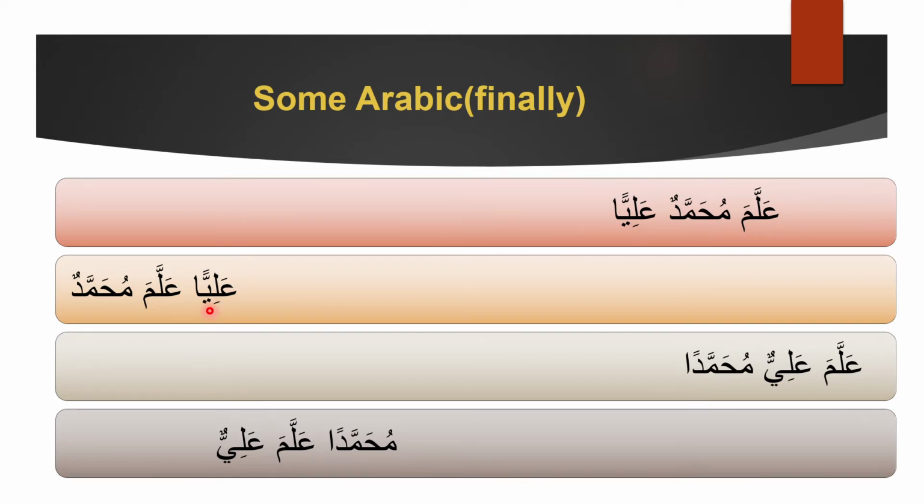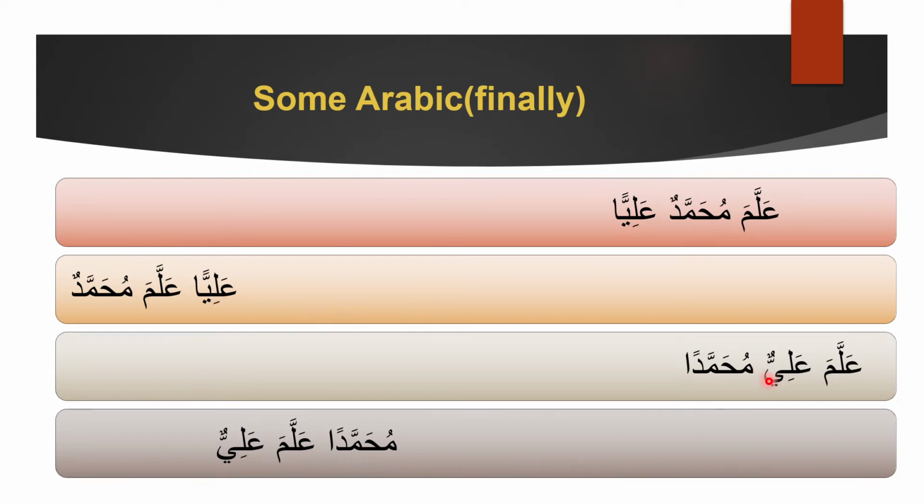Let's look at the second sentence. Okay, straight off the bat we notice Ali is having a fathatain. And Muhammad is having the dhammatain. Which means what? Yes, Muhammad is the doer and Ali is the done to, or the nasab. So Muhammad is the rafa and Ali is the nasab. So even though Ali is coming first, we will in English translate Muhammad first because the doer is first in English. So Muhammad taught Ali.